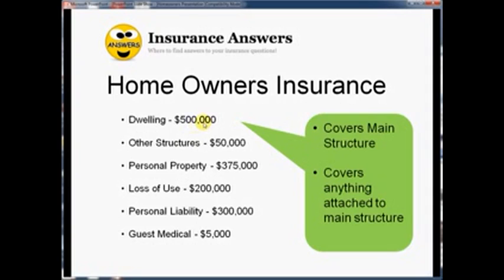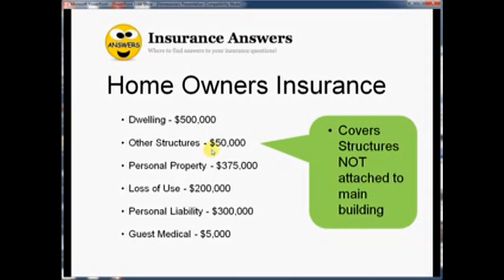So this figure is critical because the next 3 figures or coverages that we're going to talk about are traditionally simply a percentage of that dwelling figure. So that is a critical figure to make sure you have right. So make sure you take some time to talk it over with your agent or carrier to make sure that you have the proper amount of dwelling coverage.